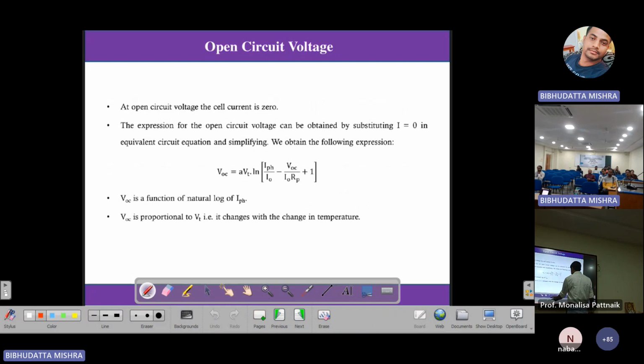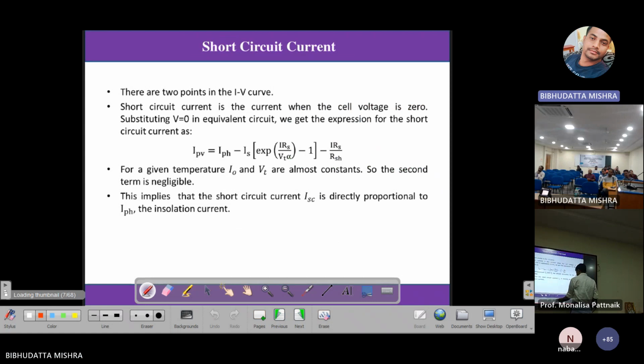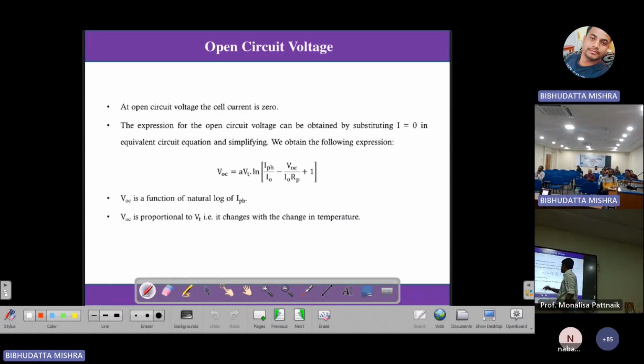Next is the other point, where the current is 0. In the same expression, if I put current equal to 0, then I will get this expression, where we can assume, not exactly but approximately, that VOC is proportional to the thermal voltage. This thermal voltage also depends on the temperature. So we can say that the open circuit voltage is proportional to the temperature and the short circuit current is proportional to the irradiation.